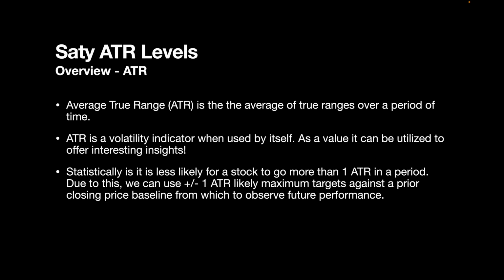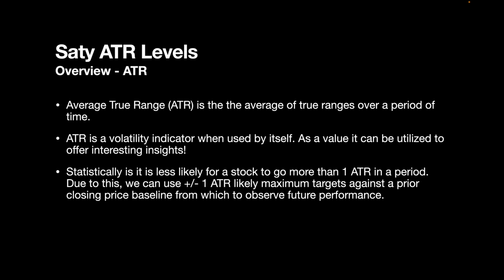Let's talk about ATR. So ATR, or the average true range, is the average of true ranges over a period of time. And the true range is essentially the high minus the low. So it's the range in which that stock has moved. And if you take an average of that over, say, 14 periods, you can get a sense of how volatile the stock is. So ATR is a volatility indicator when used by itself. And you can actually throw the ATR indicator directly onto your charts and see how the stock moves relative to that ATR indicator. But as a value, it's very, very fascinating. It's a super useful value that a lot of different traders have used in different ways over the years.